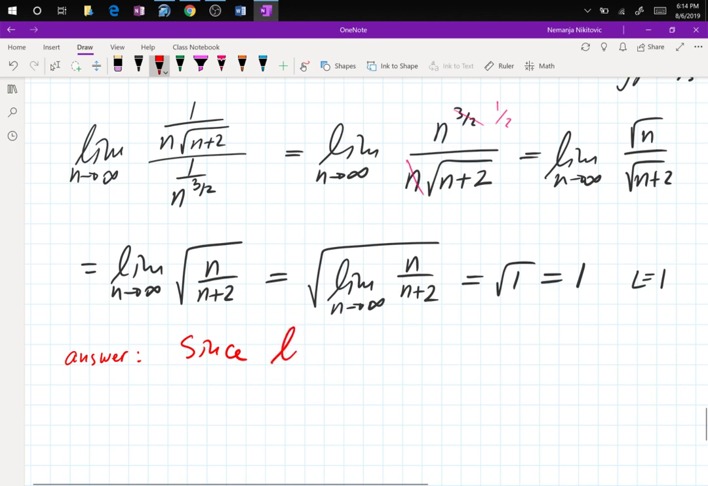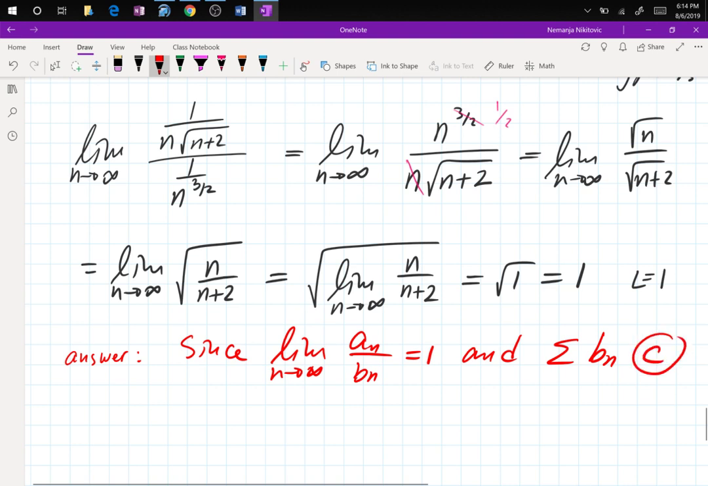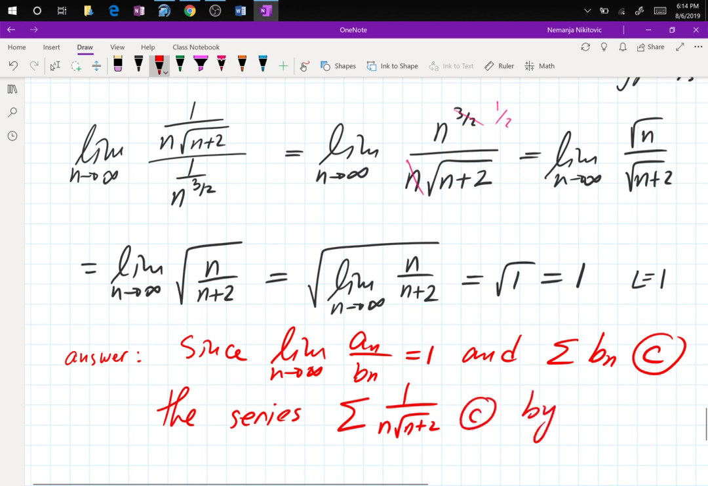since the limit as n goes to infinity of an over bn is equal to 1, and summation bn converges, the series summation 1 over n plus 2 converges by limit comparison test.